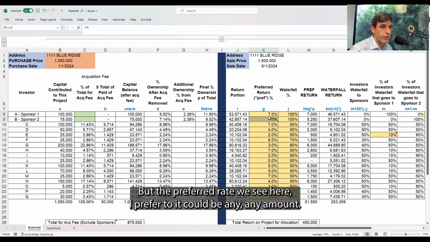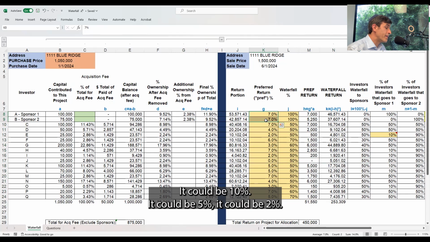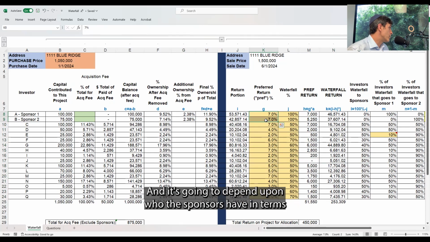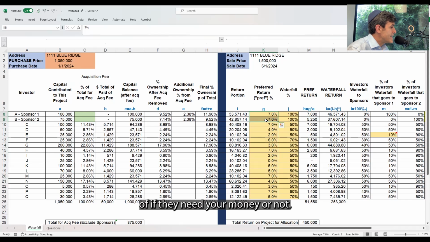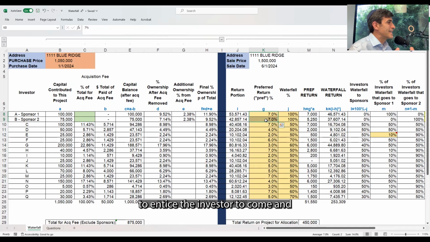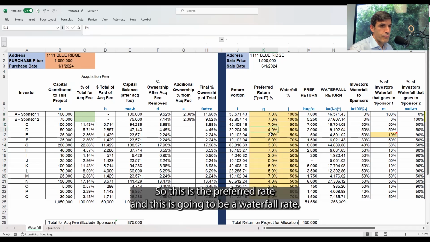But the preferred rate we see here, a preferred rate could be any amount. It could be 10%, it could be 5%, it could be 2%. It's all going to depend on the project itself, what the expected returns are, and it's going to depend upon who the sponsors have in terms of if they need your money or not. If they need your money, they're going to be willing to give more to entice the investor to come and invest with them. Now, so this is the preferred rate.